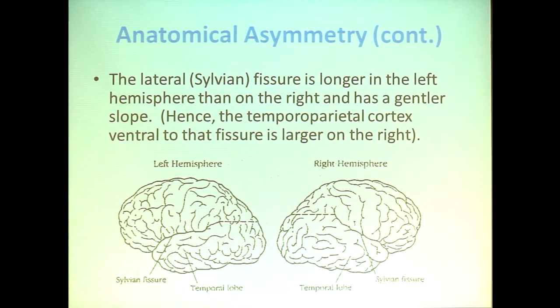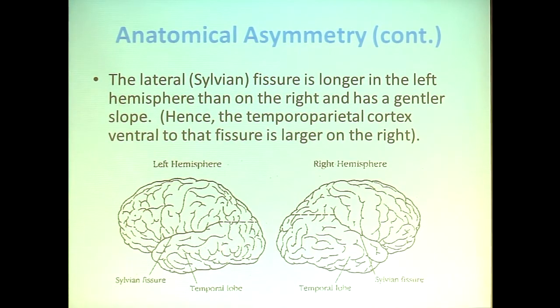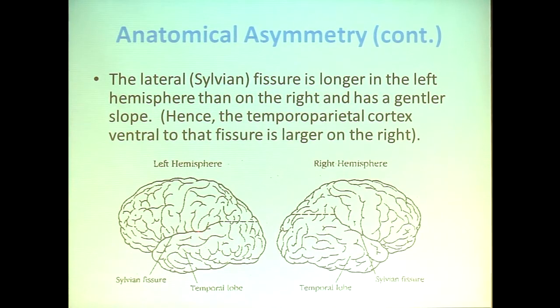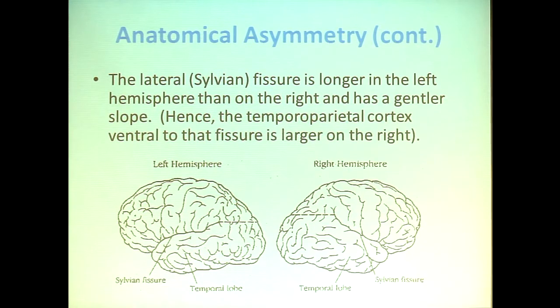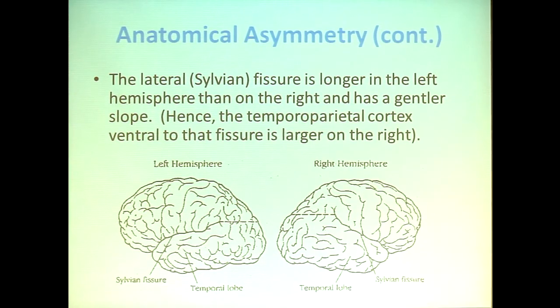Quite importantly, the lateral fissure, or the Sylvian fissure, which is that fissure there on the side, is longer in the left hemisphere than on the right and has a gentler slope. So the temporoparietal cortex, ventral to that fissure, below that fissure, is larger on the right. Have a look, here's your right hemisphere. So you can see this area here is larger than in the left hemisphere there.